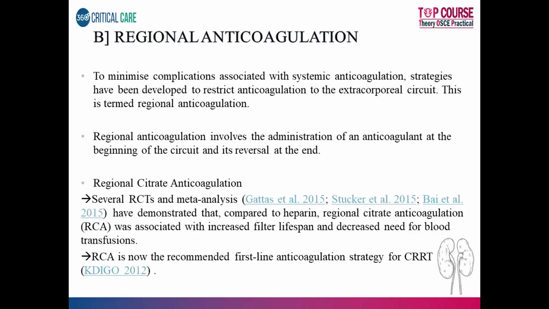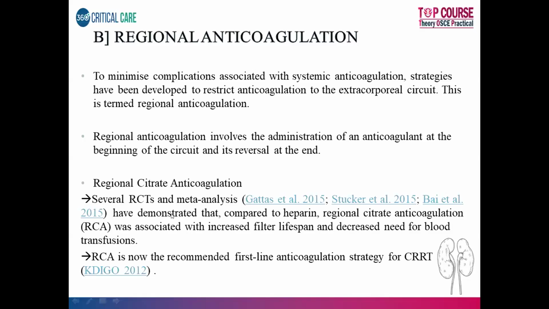Okay. So this regional anticoagulation involves the administration of anticoagulant at the beginning of the circuit, and you have to give its reversal at the end. For example, in regional citrate anticoagulation, pre-filter you give the citrate, and post-filter, when the blood is reaching the patient, you give the calcium, which is nothing but the reversal of the citrate. Okay, so regional citrate anticoagulation.